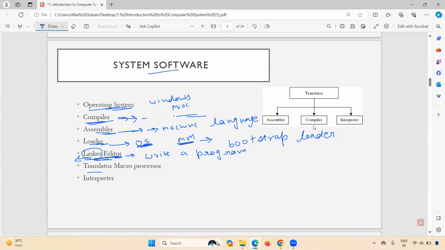Next, if we are discussing the translator, the translator is used to convert one language into another. As the name suggests, a translator converts a program or source code from one language to another. Examples of translators are the compiler, assembler, and interpreter.